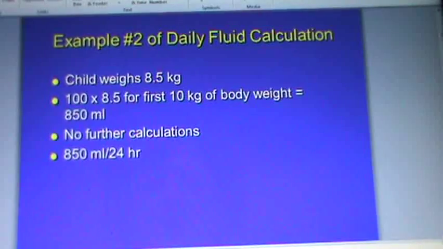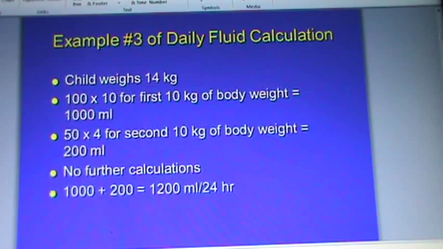Child weighs 8.5 kilograms. You're only going to give them 850 because you are less than 10 kilograms, so the first 10 count. Another child weighs 14 kilograms: you go 100 times the first 10 and 50 times the next 4. So that makes 1,200 milliliters in 24 hours.